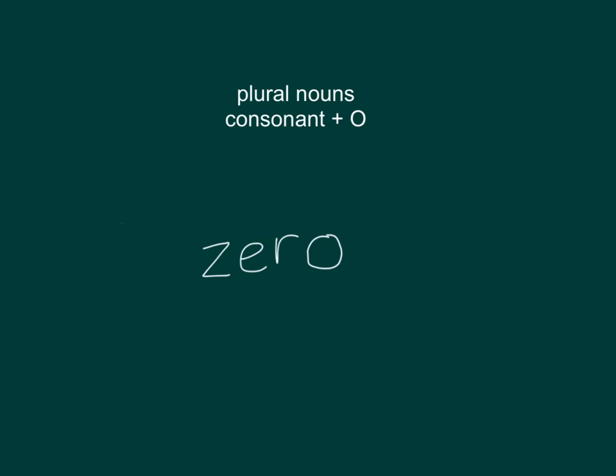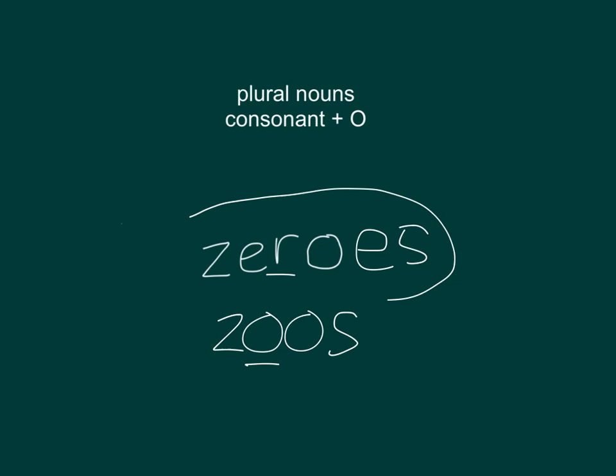When you encounter a noun that ends with the letter O, you look at the letter before it. If it's a consonant, we just simply add ES. If you encounter a word like zoo, which has a vowel before the O, then we simply add S. However, for the example that you're going to be doing in class, you simply want to stick with zeros.